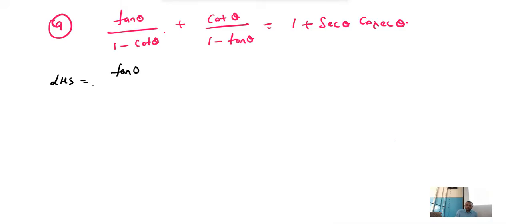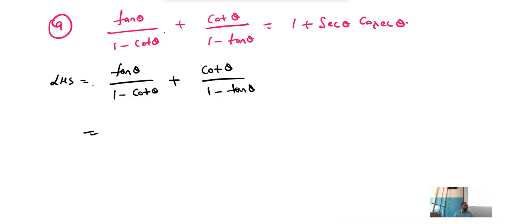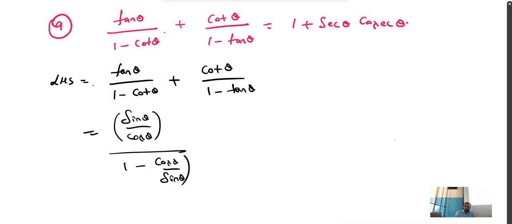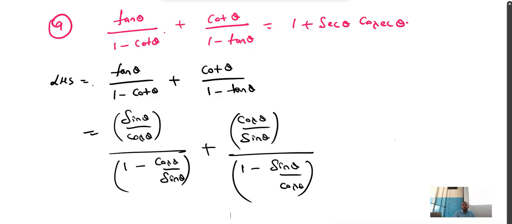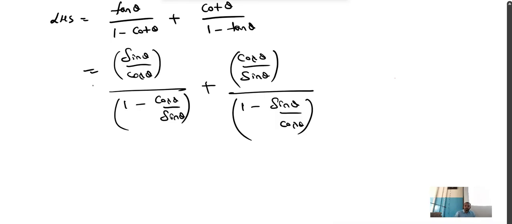LHS equals tan theta by 1 minus cot theta plus cot theta by 1 minus tan theta. I said, if sin or cos comes, don't do anything. If tan or any other terms come, change them into the form of sin and cos. Now what can tan theta be written as? Sin theta by cos theta. Let me use bracket, divided by 1 minus cot theta, cot theta is cos theta by sin theta. Bracket plus cot theta is cos theta by sin theta by 1 minus tan theta, tan theta is sin theta by cos theta. Any doubts? Good.